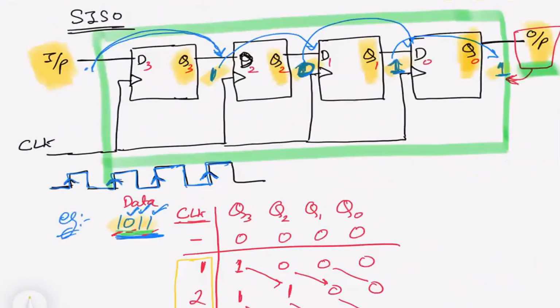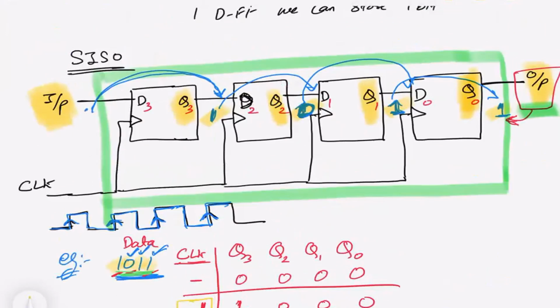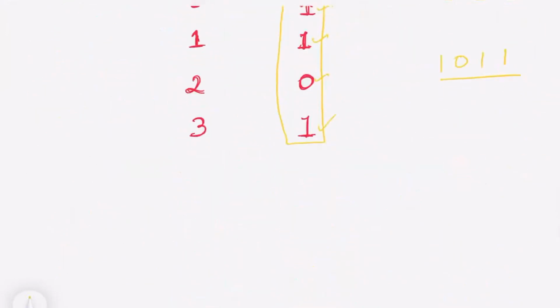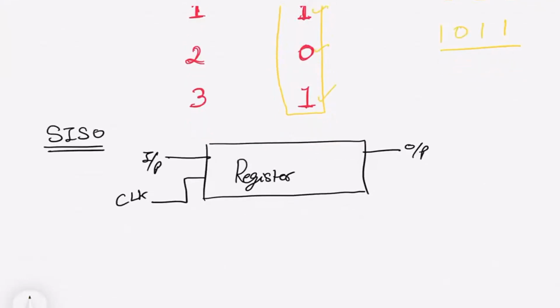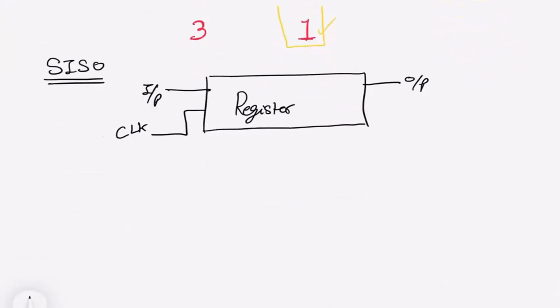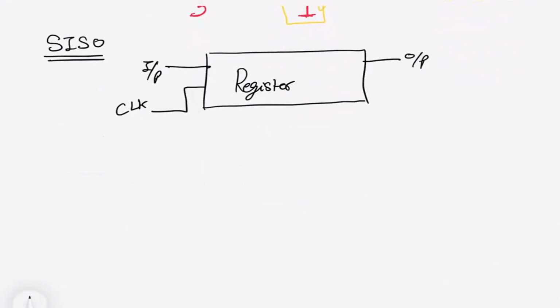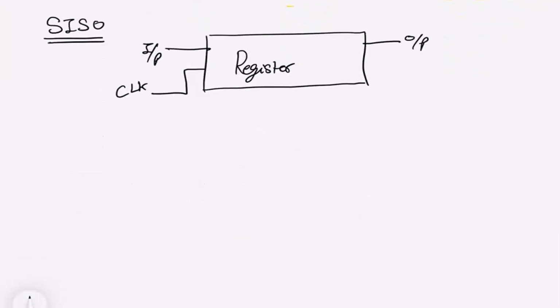So from this, we can say that if we have n bits, in the case of SISO, whatever we are discussing till now, that is the case of SISO. It is serial in, serial out. So basically we have one box which is the register. We have one output, one input, and one place for giving the clock. And this register can be of 3 bit, 4 bit, 5 bit, or n bit. It depends upon your application. If you want to store a large amount of data, it will have a large number of flip-flops.